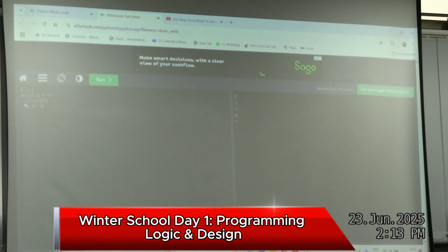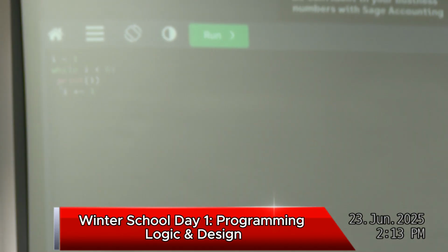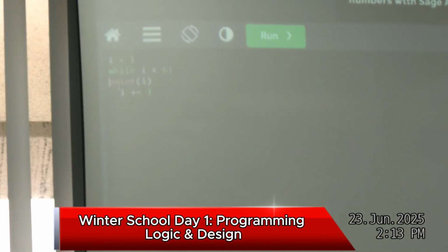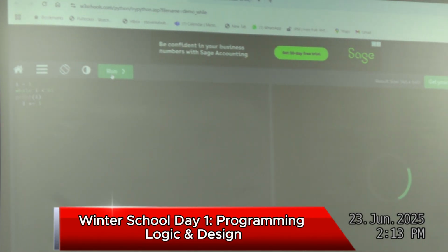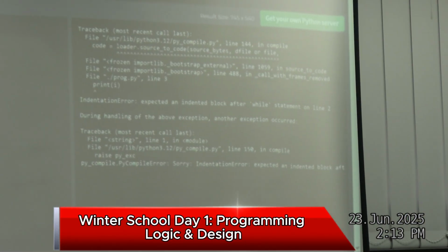Here is a while loop where you ask a question. Assume that I do it in this way. Okay? What could be my output? It gives me an error. Can you see the error there?